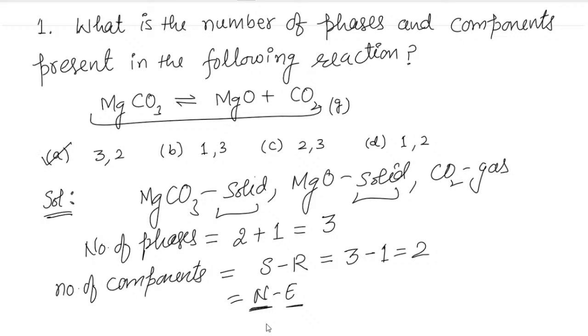Very good. So the answer should be A. Very good, Anjana. Shraddha, good. Mariam, please keep in mind what I am telling you, that components doesn't mean constituents. Okay. Components means the number of independent variables which are required to specify the particular system. Okay. So only 2 components are there and phases are 3. Each solid has a different phase. Okay. So this is the first question.